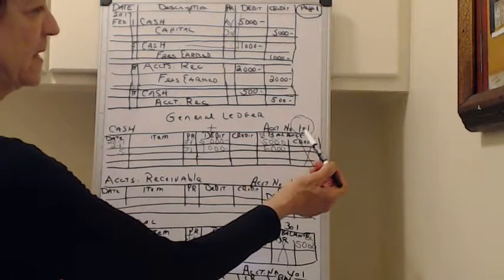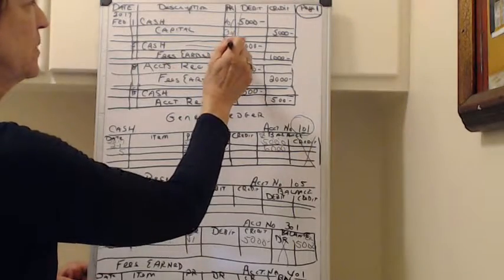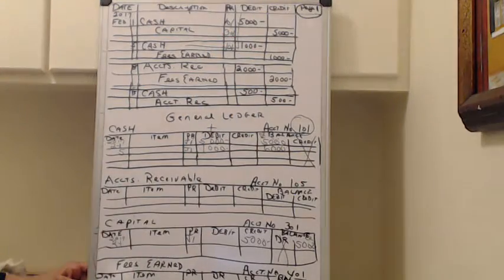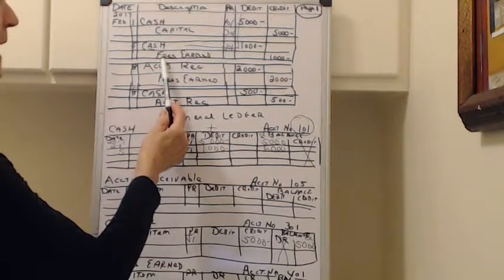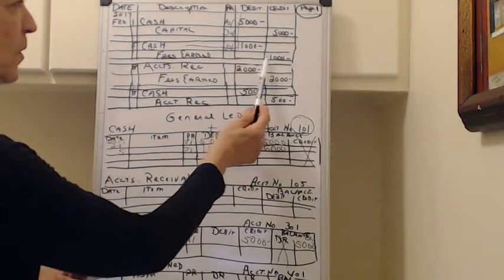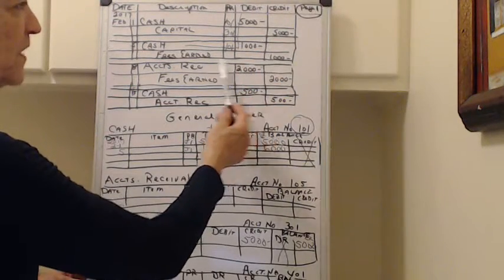So now I'm going to take my account number 101 and I'm going to put it into my post-reference column of my journal. Next, I need to go to fees, and I come across and I have a $1,000 credit on the line with fees.